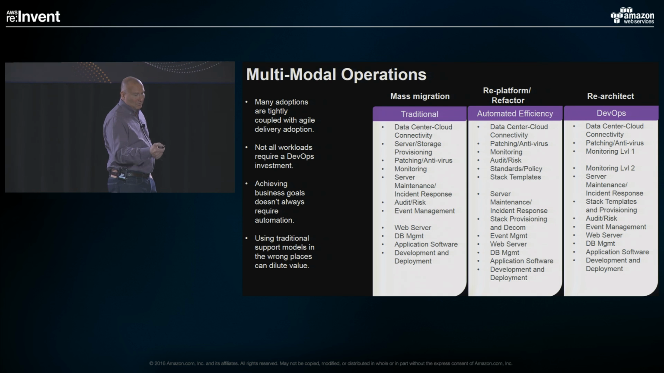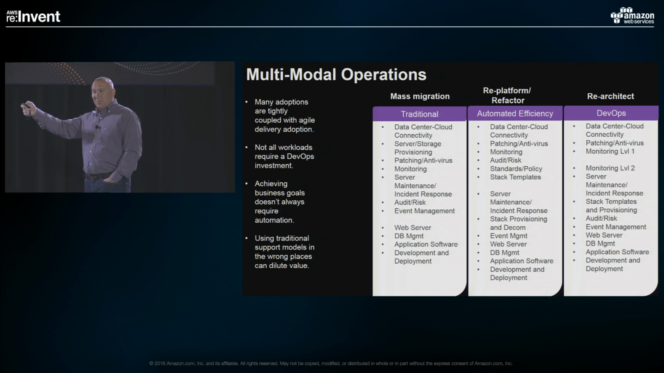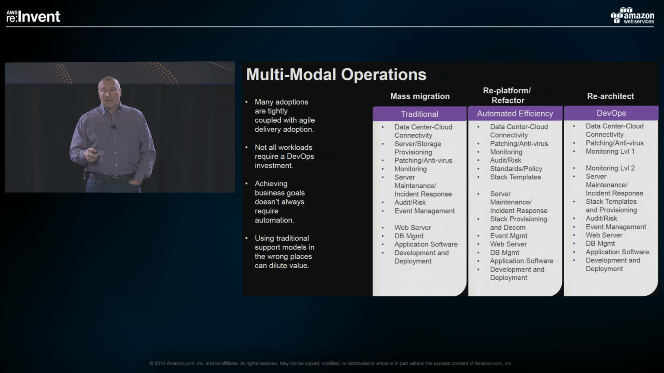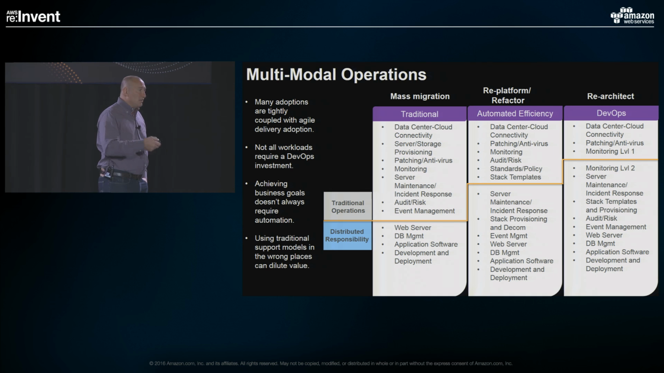And the final piece, which I was referring to earlier, is traditional support models can really dilute the value, i.e. red, green, yellow, knock people supporting next generation applications, right? That's not to say that they can't get there, but their methodology, their process, their run books are mostly not going to function.